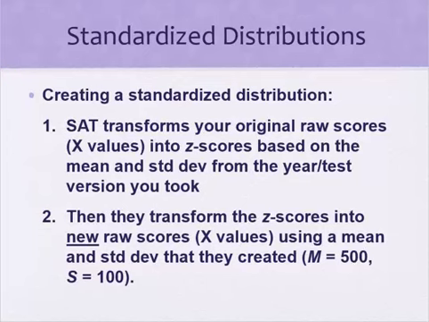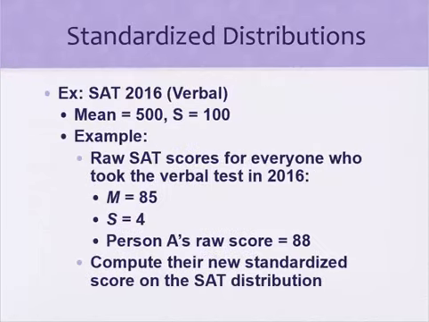So let's do an example. Again, it's a little tough, so you can always wind back for help, right? But let's do an example. So here I've got an example from the verbal test from 2016. And remember, they're going to create a new distribution with a mean of 500 and a standard deviation of 100.